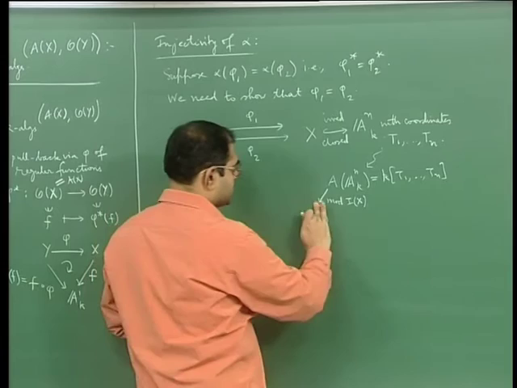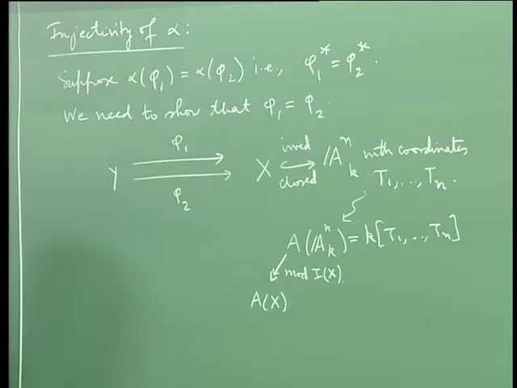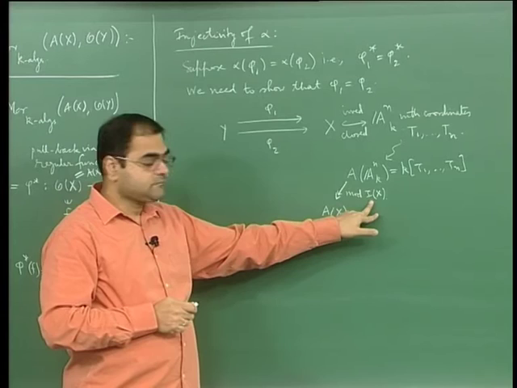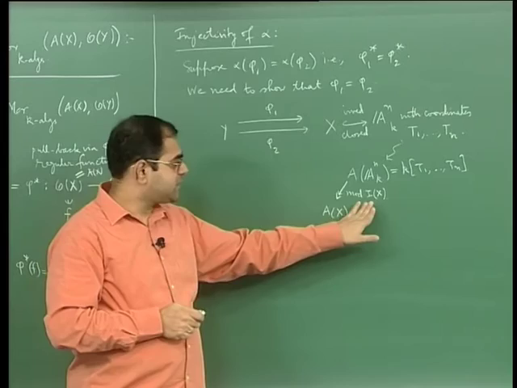So this is the polynomial functions on A^n restricted to X, okay. To get the ring of functions on X, I'll have to go modulo the ideal of X, which means I'll have to identify two functions on X if and only if they differ by a function that is 0 on X, and that identification corresponds to going modulo I(X), okay.